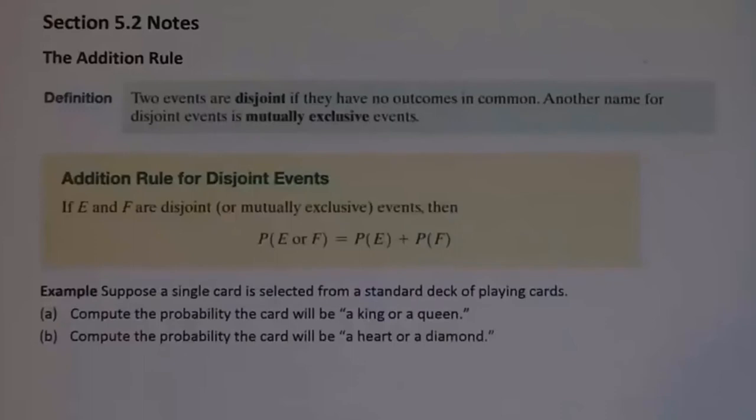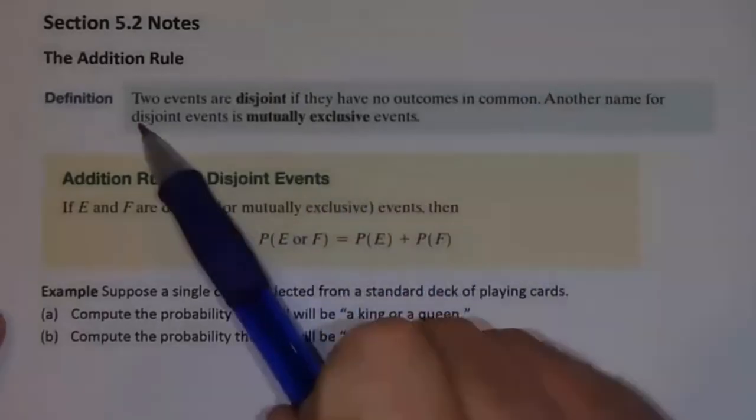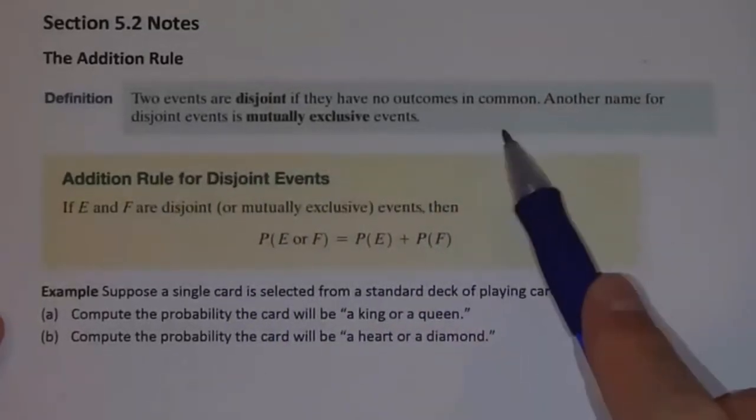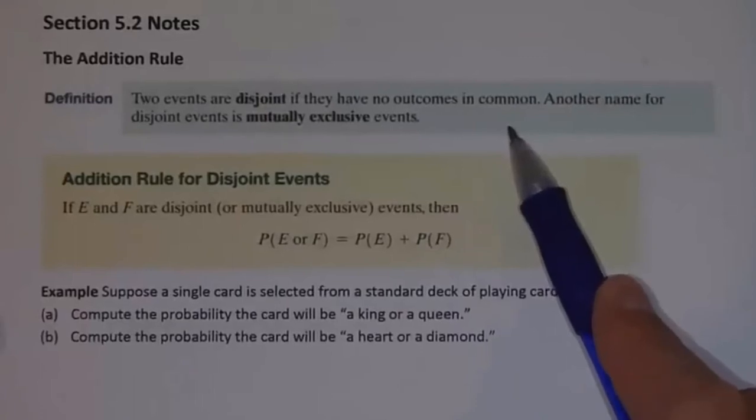But on the other hand, if I draw a card and I'm curious about whether it will be a heart or an ace, those two events are not mutually exclusive, because it is possible to draw a card that is both a heart and an ace at the same time, the ace of hearts. For now, we're looking at events that are disjoint, where the two events can't happen at the same time.